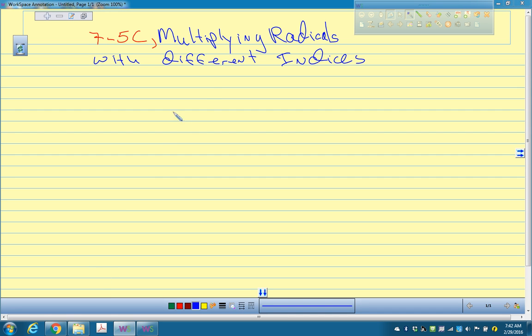Here we go. So say I see something like this. I need my glasses. The square root of 3, or cube root of x, times the 6th root of x. Anyone know how to do that?